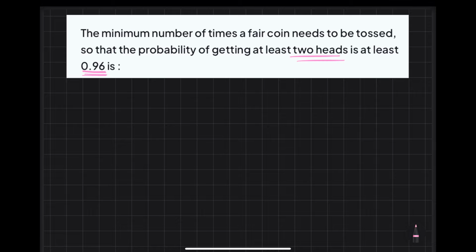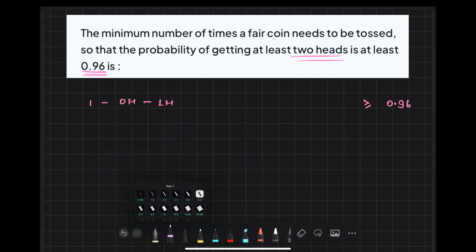You know that if we write down all the probabilities of getting 0 heads plus 1 head plus 2 heads plus 3 heads plus dot dot dot n heads, the sum of all these probabilities will be equal to 1, and the required is at least 2 heads. Means, can I say that 1 minus 0 heads minus 1 head will give you the required answer, and it should be greater than or equal to 0.96. Okay, now try to solve this question.